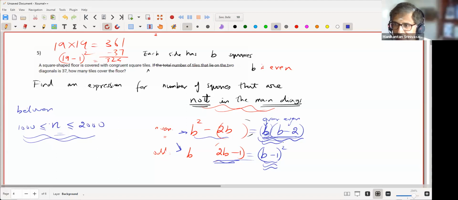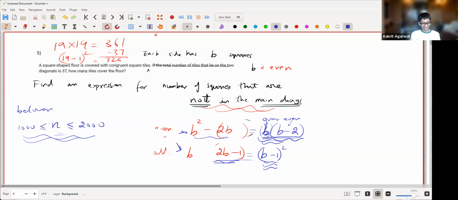Akrit, can you repeat the question? Yes, sir. So n is the number of... first you need to know without including the main diagonals how many tiles are there, and how many of those numbers are there between 1000 and 2000 without counting those two diagonals.